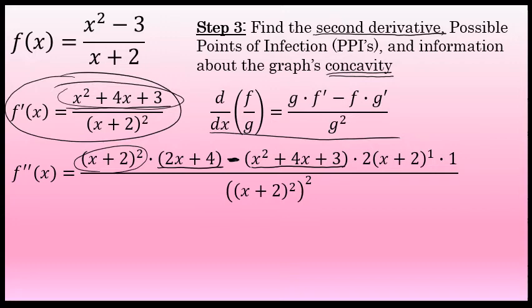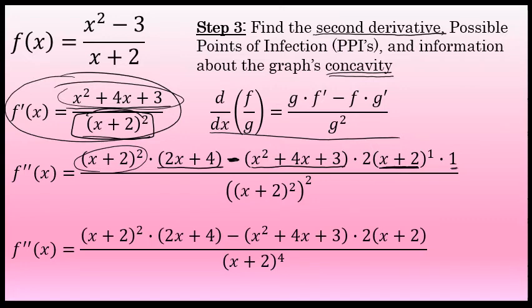The derivative of the denominator requires the chain rule. This is (x plus 2) squared, so I'll bring the 2 to the front, decrease the power down by 1, and then multiply by the derivative of the inside. But the derivative of x plus 2 is just 1. So that will be pretty easy to work with. I'll have to do some simplifying here.